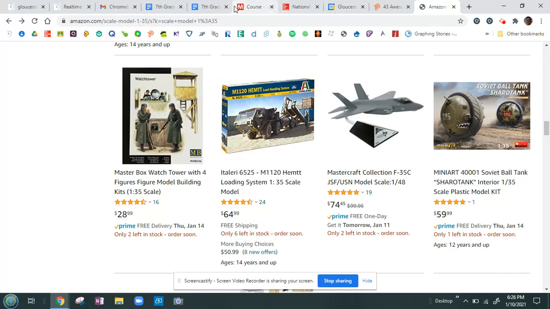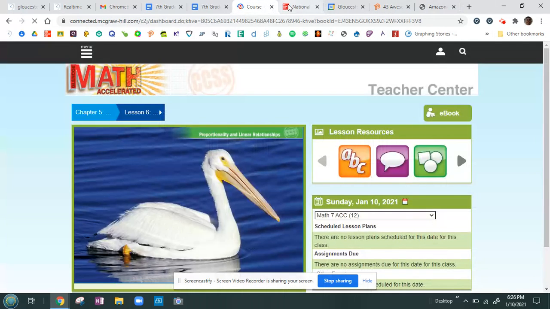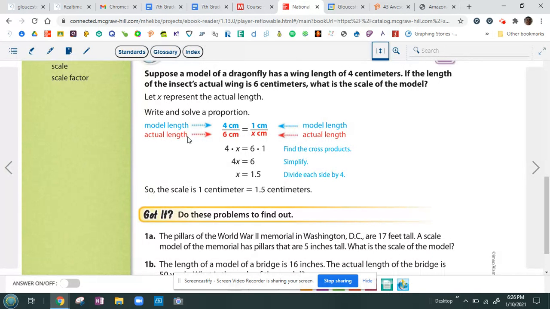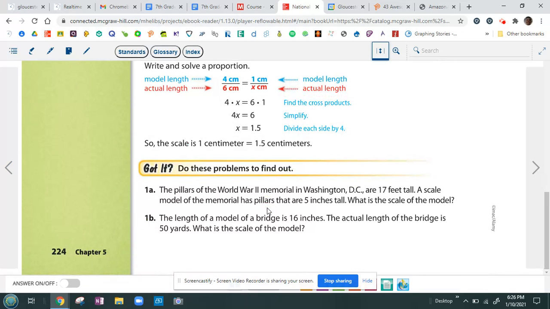We want that model length or drawing length to always simplify down to 1. So we can cross multiply to figure out what that missing number is, like they did. Or we can just divide the top and bottom by 4. If we divide the top by 4 and get 1, we can divide the 6 by 4 and get 1.5. All right, so two methods for that.